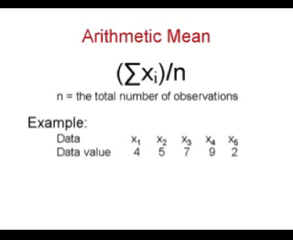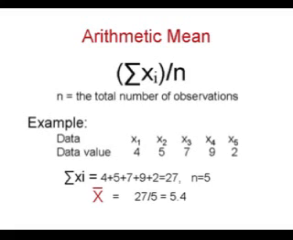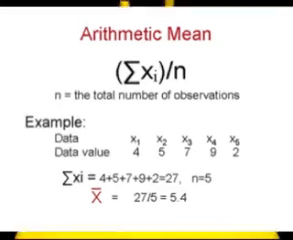Review this set of observations. x sub 1 has a value of 4, x sub 2 a value of 5, and so on. To calculate the mean, simply add up or sum the different observations and then divide by n. The sum of x sub i's is 4 plus 5 plus 7 plus 9 plus 2, which equals 27. Now that we have summed the values, simply divide by n. In this case, n is 5. 27 divided by 5 results in an arithmetic mean of 5.4.